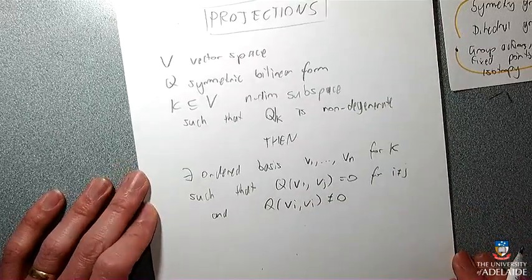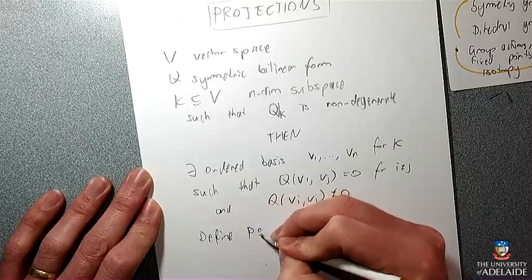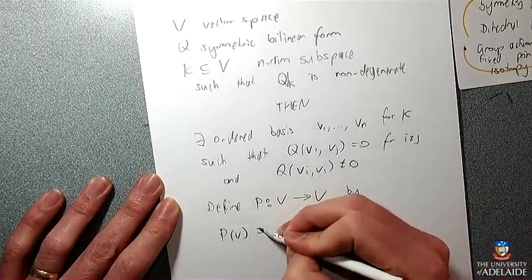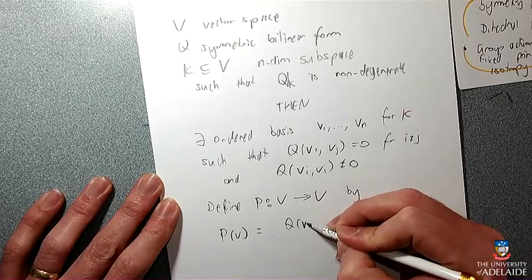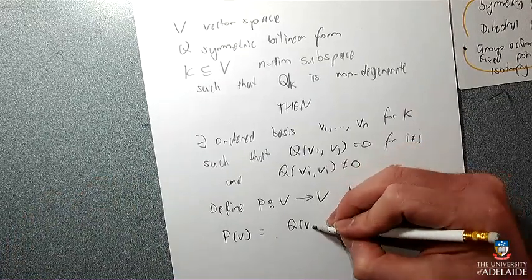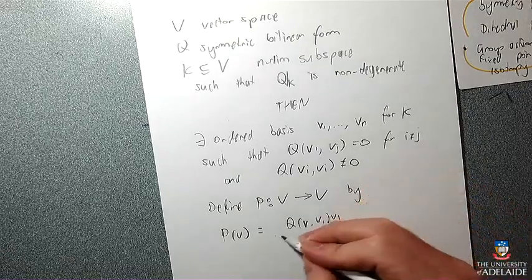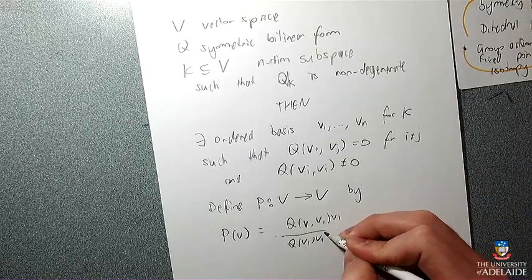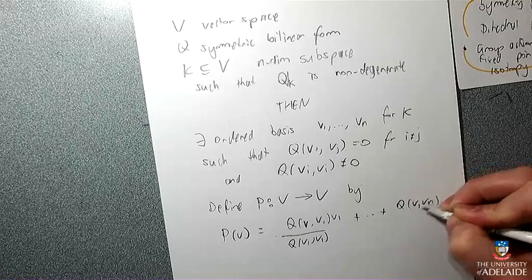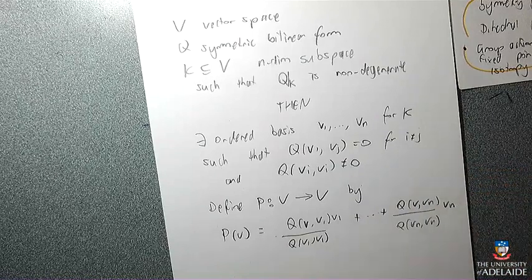Okay, then we define P which sends V to V by P of V is Q of V. Just a second, what the hell is going on here? I'm just going to write it down first and see what happens. Oh no, I've got it, yep. Okay, so let me just see what this is. So I just want to see where we're going so far.